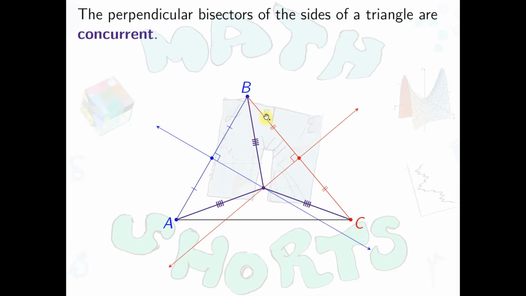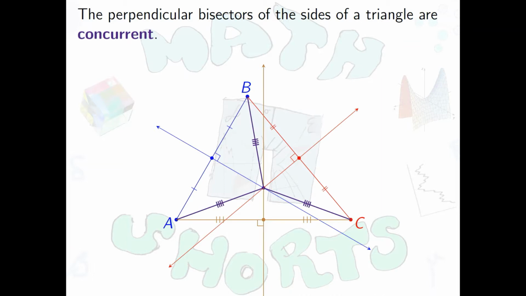But the distance from B is already the same distance from A, which means that that point is equal distance from A and C, which means that that point has to lie on the perpendicular bisector of the third side. So no matter what we start with, all three perpendicular bisectors of the sides of a triangle are going to cross at a common point.